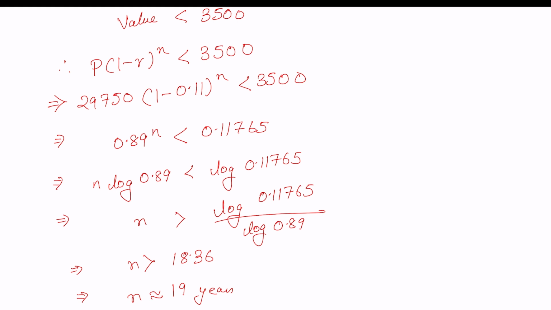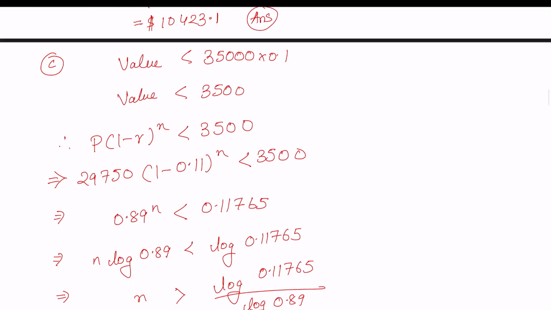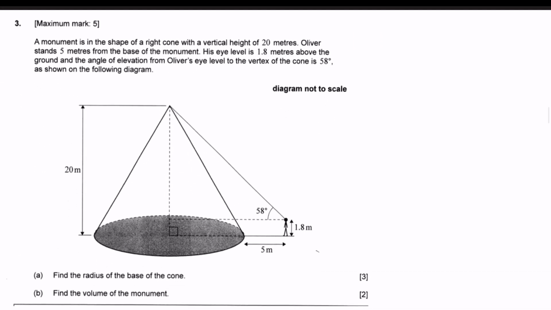Other than 19 years, you should remember that we have chosen the principal value as 29,750, right? So you have to add the first year to the final value of n. So the total number of years will be 19 plus 1, which is 20 years. So after 20 years, the value of the car would be less than 10% of the initial valuation of the car. Right, so with this, we are done with this question. We can move on to the next one.